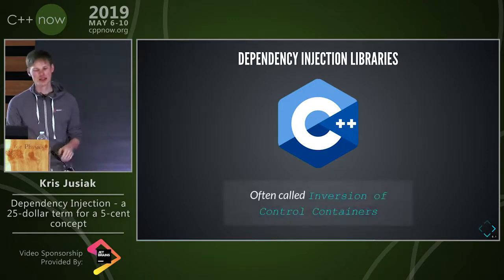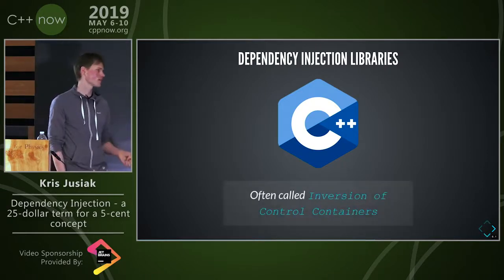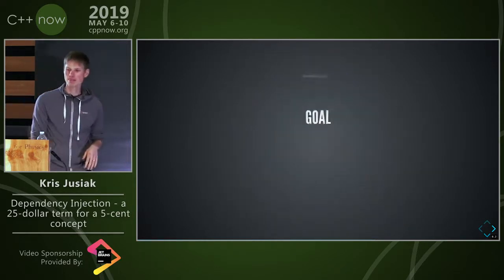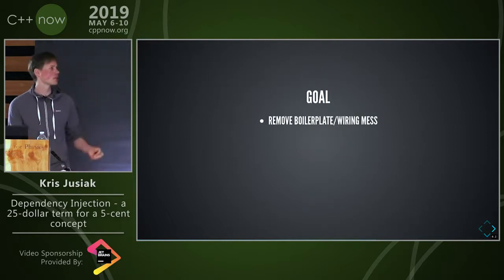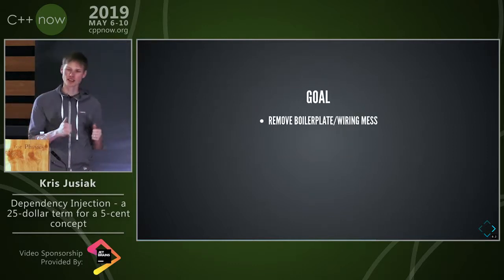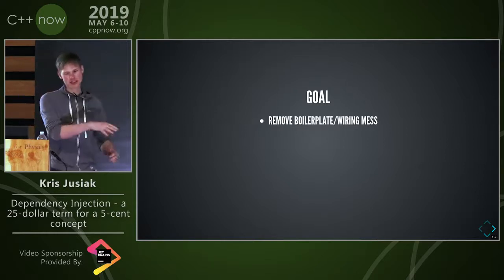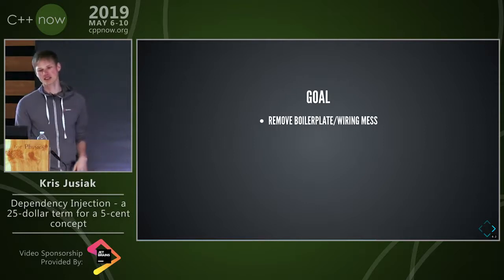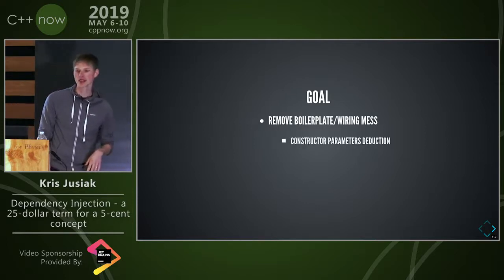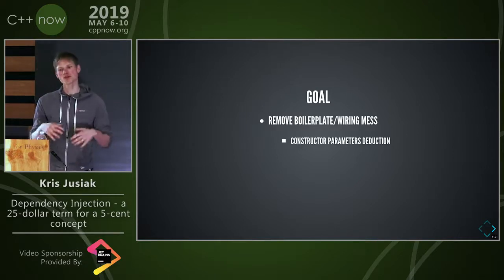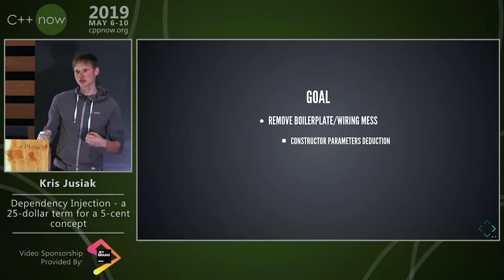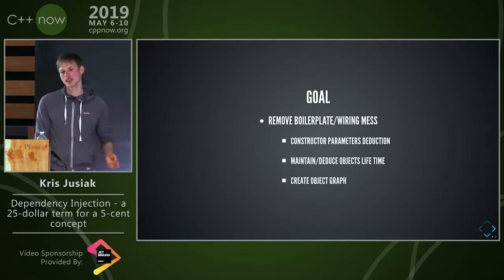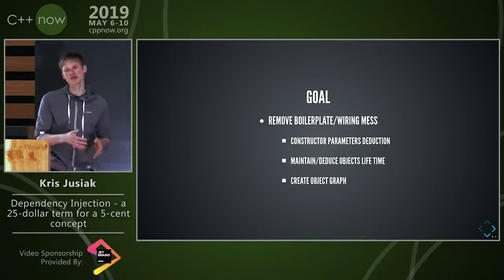There are tons of solutions for DI libraries in other languages, and there are some in C++ as well. They are often also called inversion of control containers. Just to point that out, it's not really important. The goal of them is to remove the boilerplate code, the wiring mess. All this creation of the objects and passing them through, moving them, make_shared, all of that, let's just remove that. Frameworks do that by being able to deduce the constructor parameters, deduce the object lifetime, and create the object graph for you. We'll take a look at how that works.